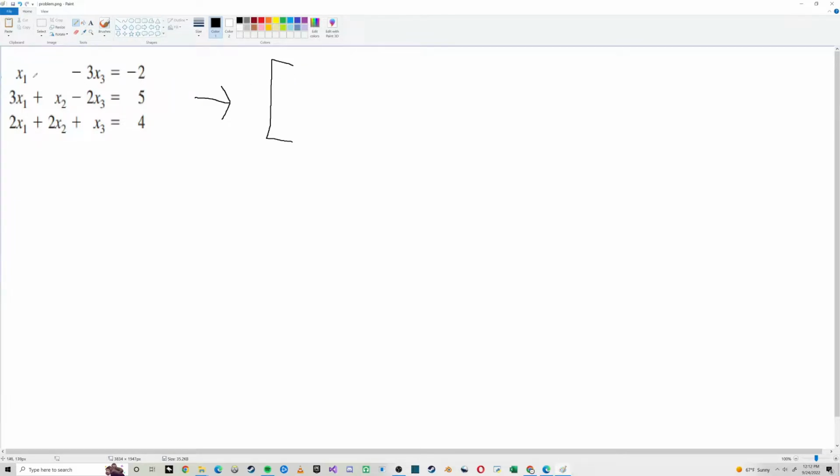So here our coefficient for x1 is 1. We don't have any x2, so that'd be 0. Our coefficient for x3 is -3. And then our constant over here is -2. This is called an augmented matrix. So here's some more coefficients, our constant, and then we have all of our coefficients and constants transferred over.